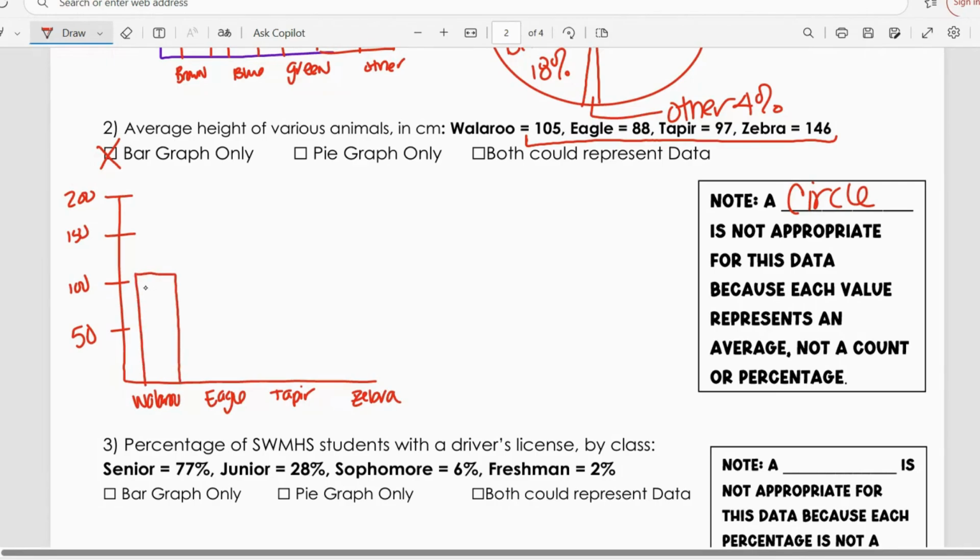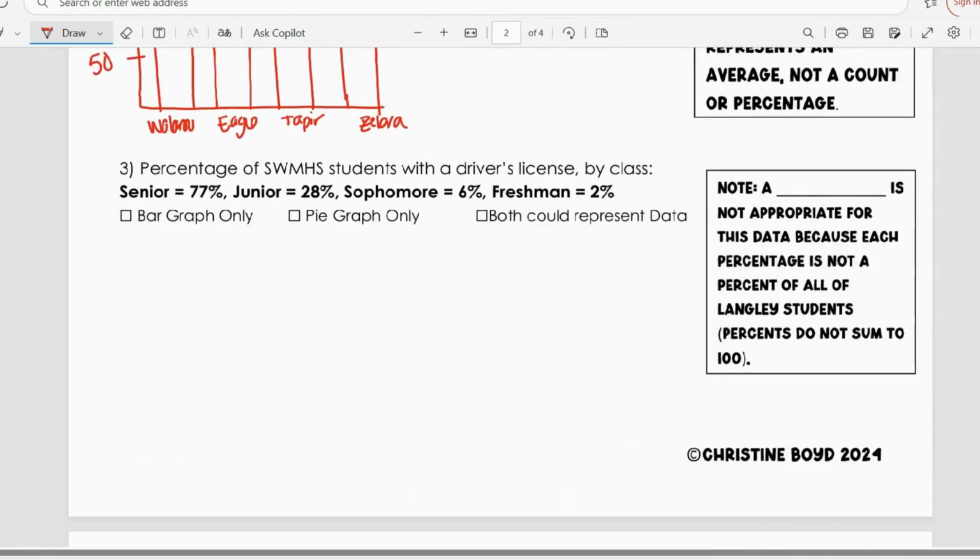And just like we did on the other one, let's go ahead and put these numbers in here because we don't have exact measurements. The eagle is 88, so we're approximating that it's there. The tapir is very close to 100, it's at 97. And the zebra is just shy of 150, it's at 146. Again, labels on the y-axis, labels on the x-axis, and the bars are not touching. That is probably the most important part about a bar graph.